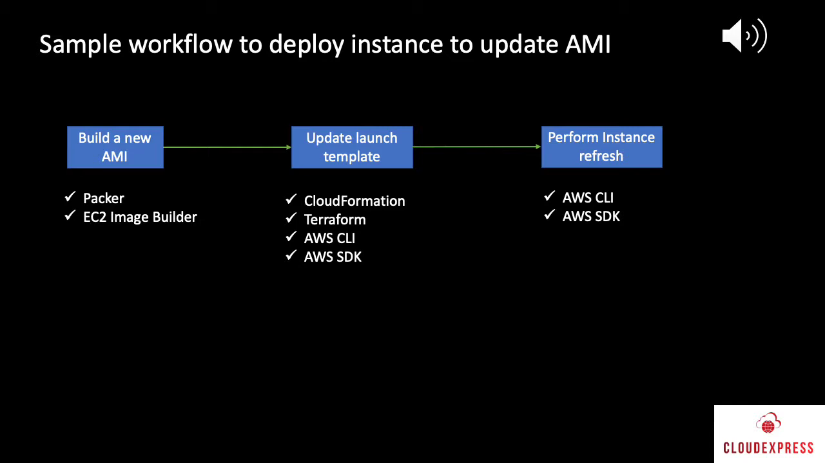Here is a sample workflow which shows the steps to deploy an updated AMI. A new AMI can be baked using existing tools like Packer or services like EC2 Image Builder. Once the new AMI is ready, the next step is to update the launch template. This step can be automated by invoking a Lambda function whose job will be to retrieve the new image ID and create a new version of the launch template. Subsequently, instance refresh can be triggered by invoking the API available through the AWS CLI or SDK.